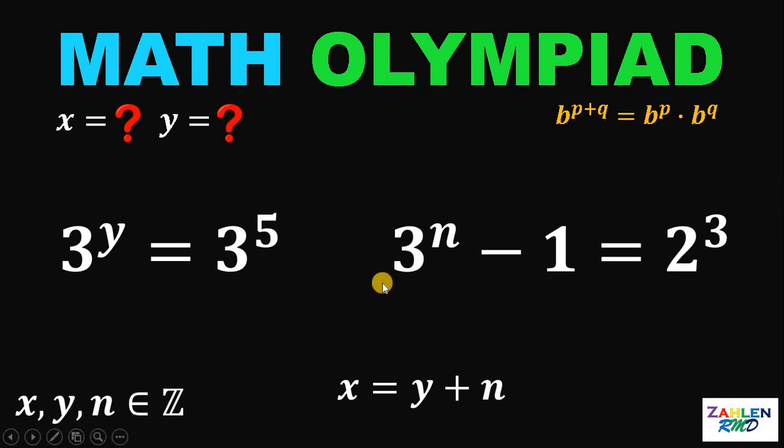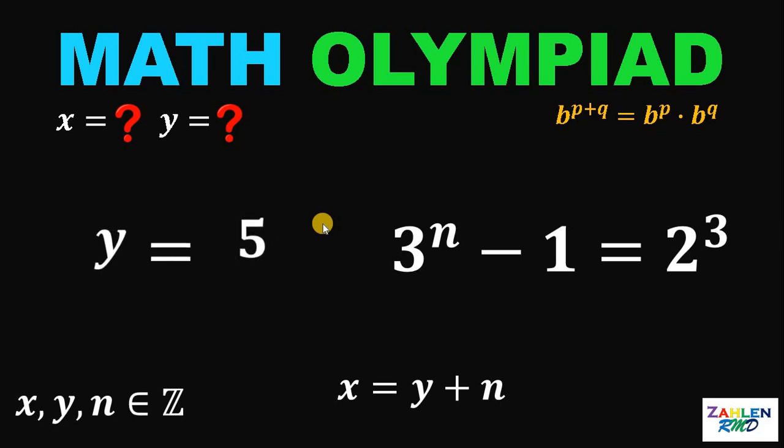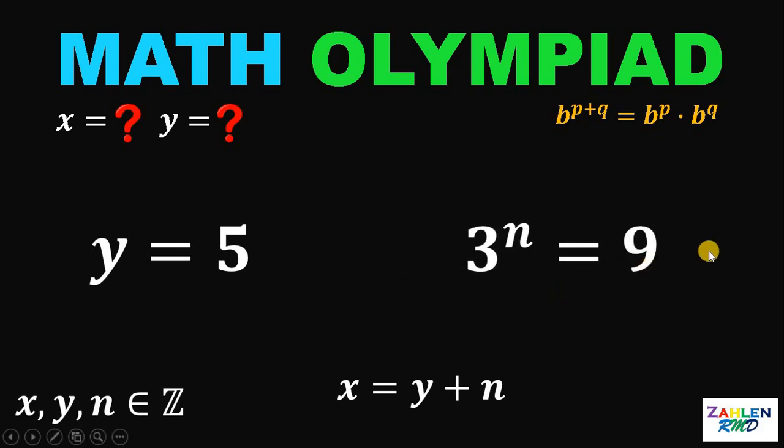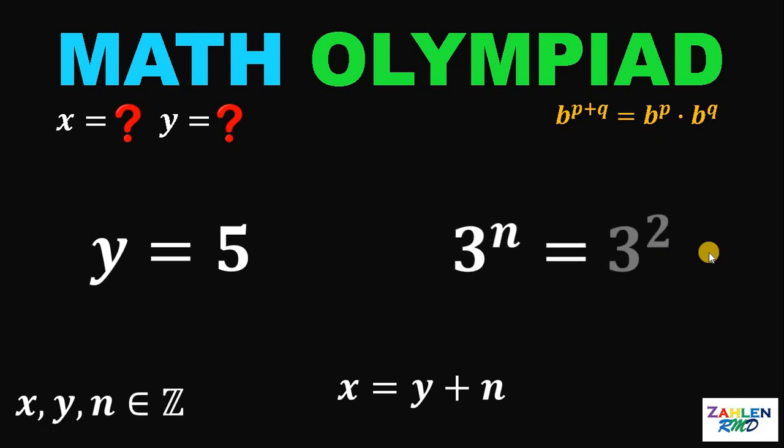Now, let's solve for the value of y given the first equation. So, 3 raised to y equals 3 raised to 5, definitely y equals 5. Now, on the second equation, 3 raised to n minus 1 equals 2 raised to 3, and 2 raised to 3 is just 8. Add 1 on both sides. Now, 9 can be written as 3 raised to 2. Therefore, we can say that n must be equal to 2.